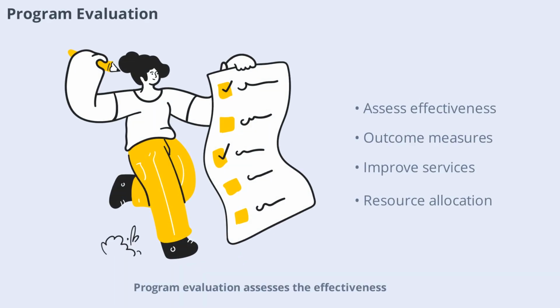Program evaluation assesses the effectiveness of mental health interventions and services. Researchers use a variety of methods, including surveys, interviews, and outcome measures, to determine whether programs achieve their goals. Program evaluation is essential for improving services and ensuring that resources are used effectively in abnormal psychology.